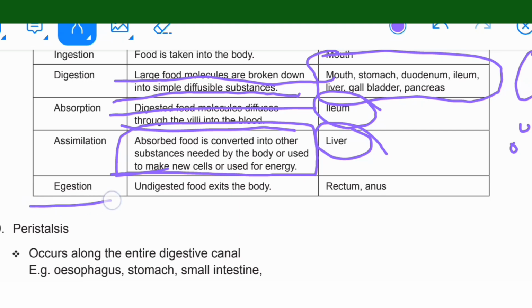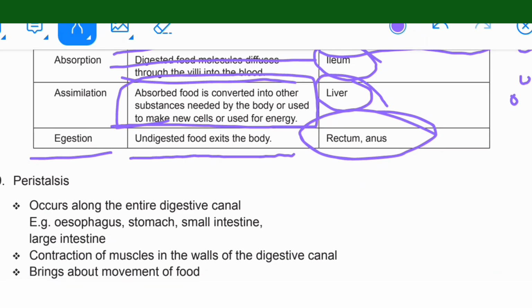The next one is egestion. Egestion is not excretion, don't forget. Egestion is the exit of the undigested food from the body. It takes place in the rectum and the anus. So take note of that. You might be asked in the exam: egestion and excretion, are they the same thing? They're not the same thing.